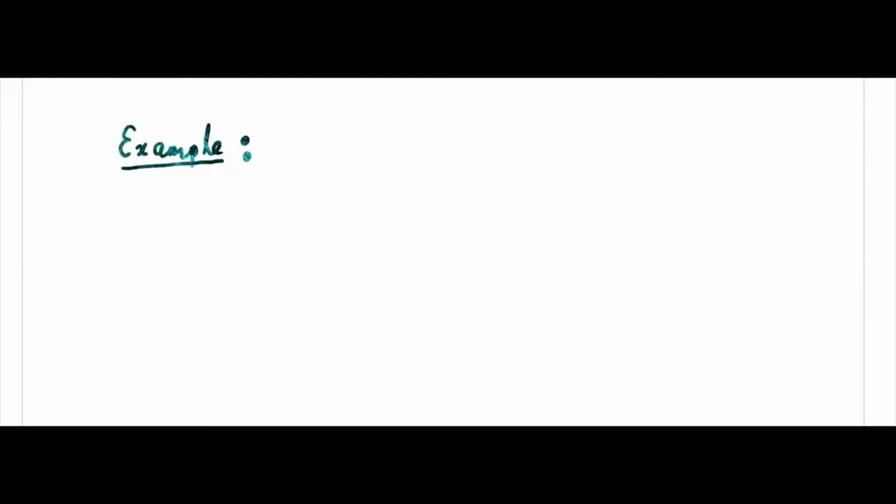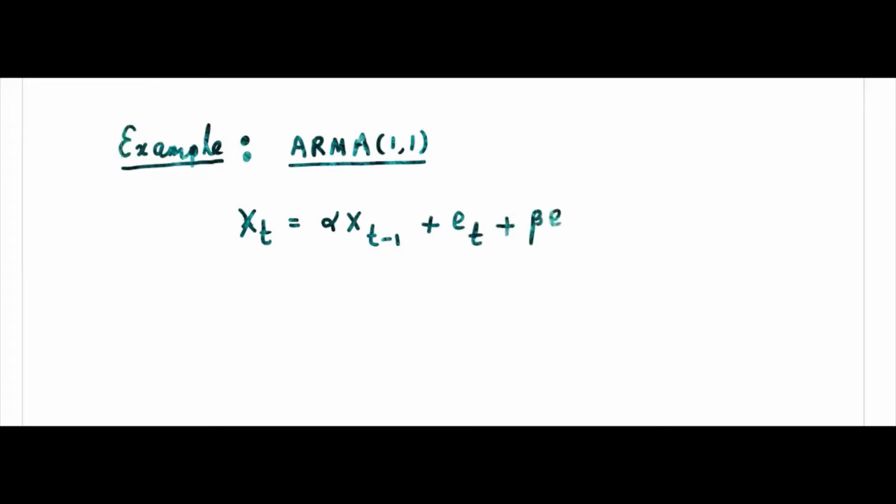Whatever problems and examples you must have seen before, now in today's class we'll do a problem where you will see an ARMA(1,1) process. ARMA(1,1) process, okay. And this one: xt is equal to alpha xt minus 1 plus et plus beta et minus 1.